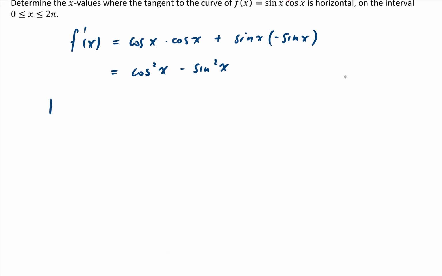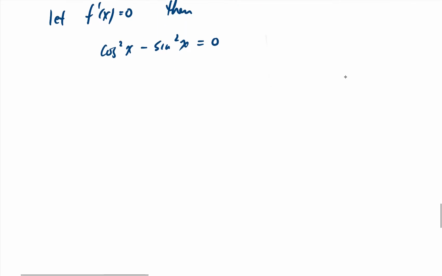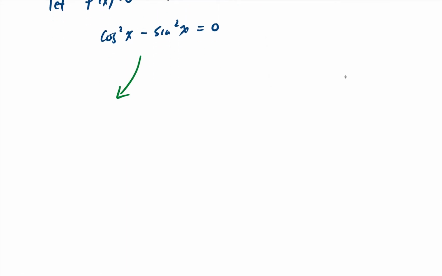Next, we're going to let f prime of x equal 0. Then that means we need to solve the following expression: cos squared x minus sine squared x equal to 0. So I'm going to go through two different methods that you can use, and both will give you the same answer. So method 1 versus method 2.